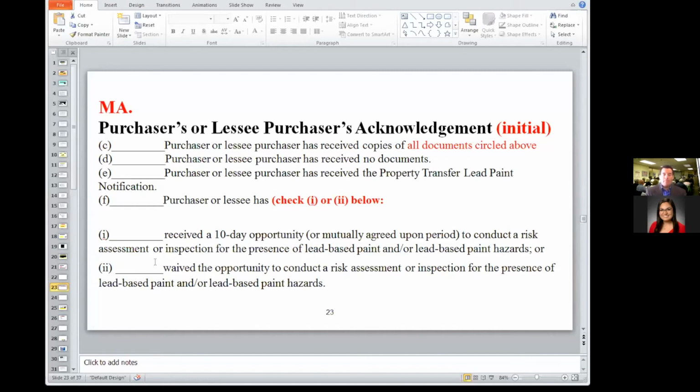Isn't the seller responsible for the cost of de-leading? No, not at all. When a buyer moves in, the buyer will have to de-lead that home if they have children under the age of 6 at the buyer's expense.